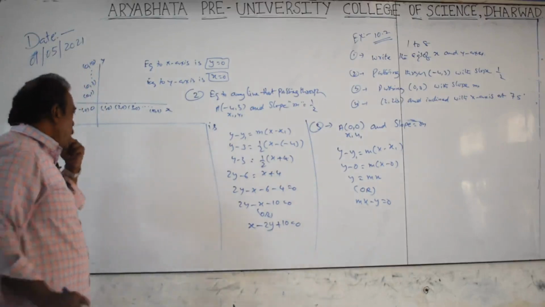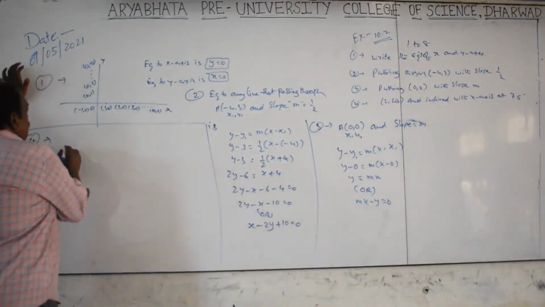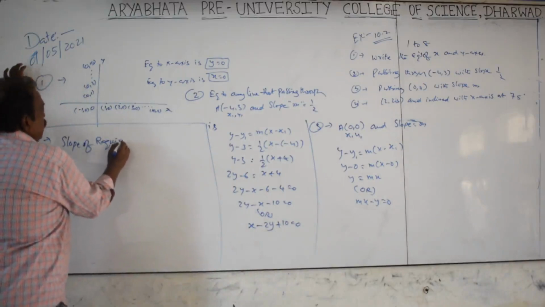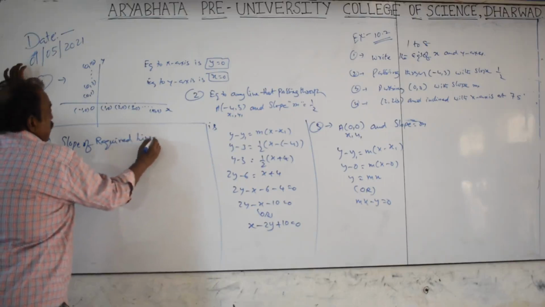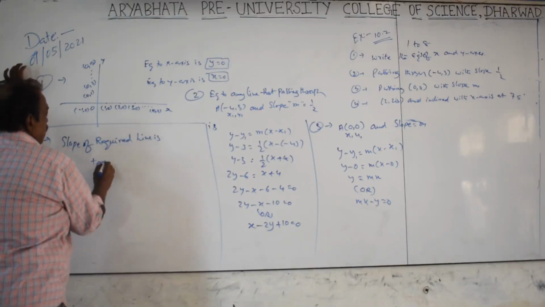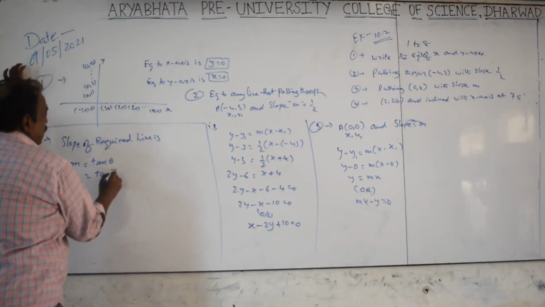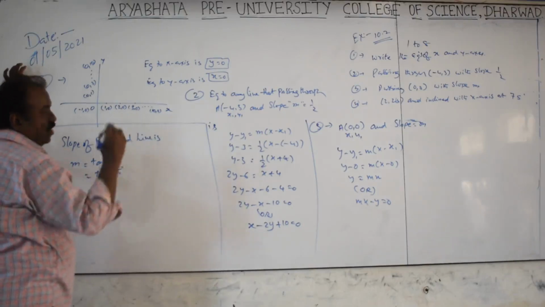75 degrees. You see, first we find the slope of the required line. The slope is m equal to tan theta. It is tan 75 degrees.